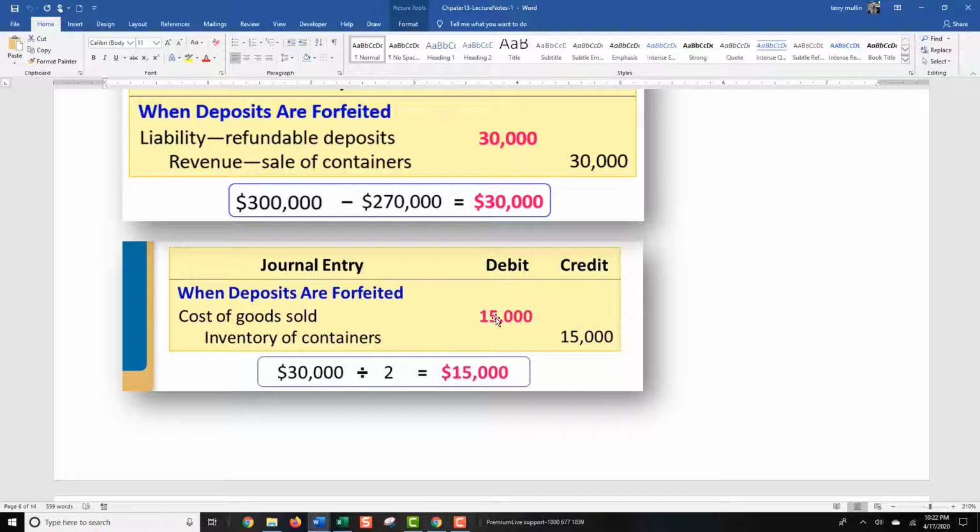So this is the same exact transaction as if, for perpetual inventory, you're going to take them out of inventory, do the cost of goods sold, and then record the revenue. All right.